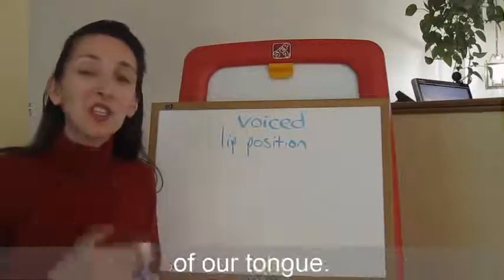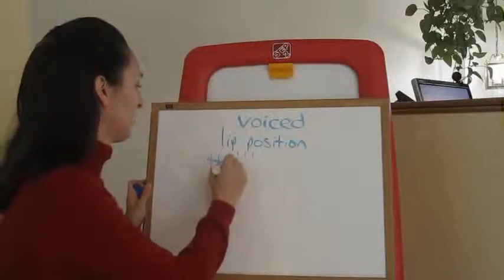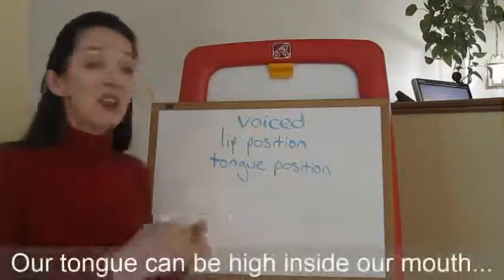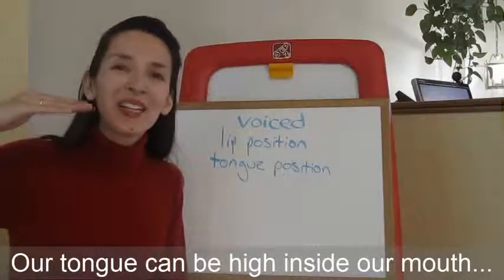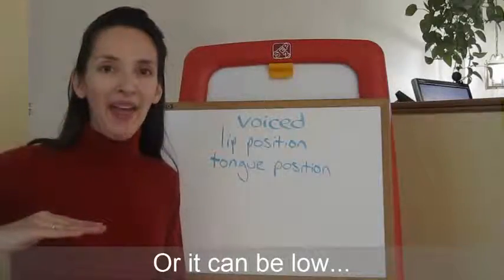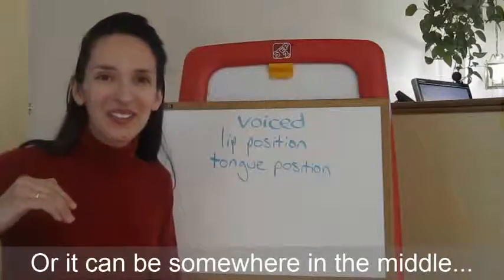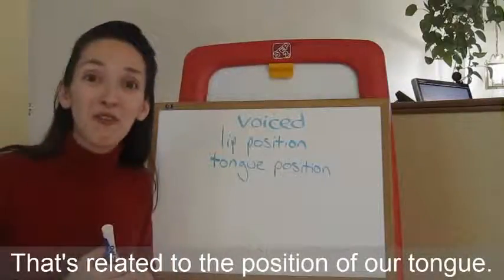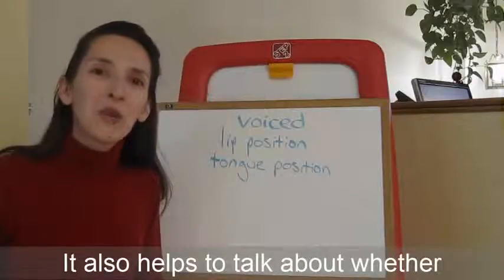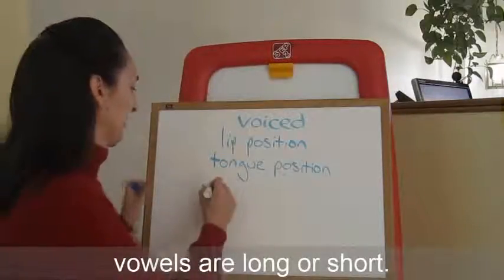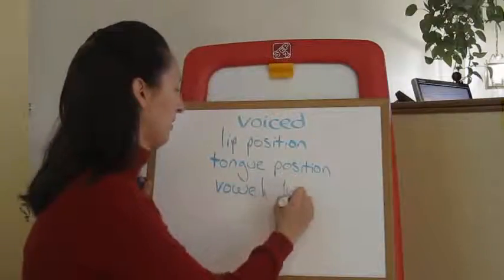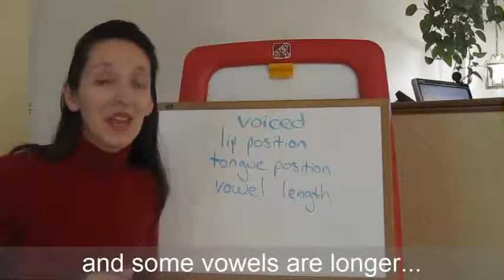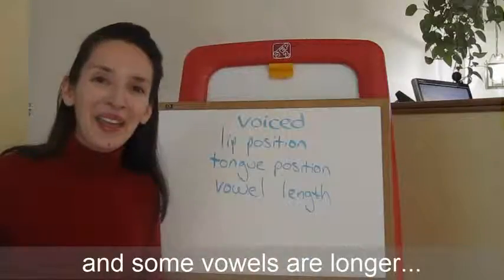We can also talk about the position of our tongue. Our tongue can be high inside our mouth, ee, or it can be low, ah, or it could be somewhere in the middle, uh. We also then can talk about our mouth being open or closed. That's related to the position of our tongue. It also helps to talk about whether vowels are long or short. Some vowels are very short, ih, and some vowels are longer, ay.